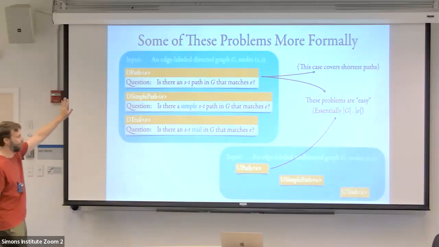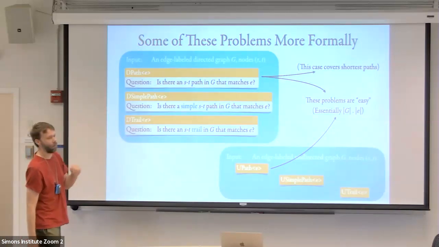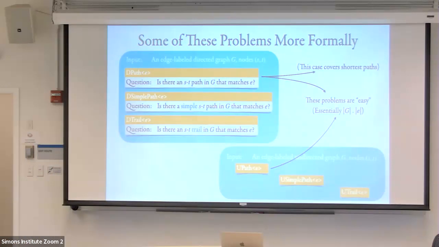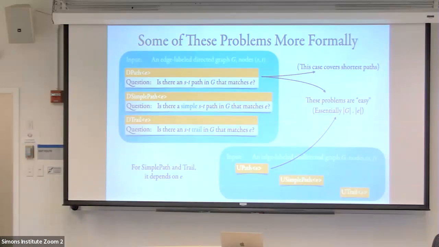People have looked at the fine-grained complexity of this in an ICDT paper, and yeah, this is also optimal in a sense, actually. Okay, for simple paths and for trails, this is less obvious. So now the question of whether this problem is tractable depends a lot on your expressions E.